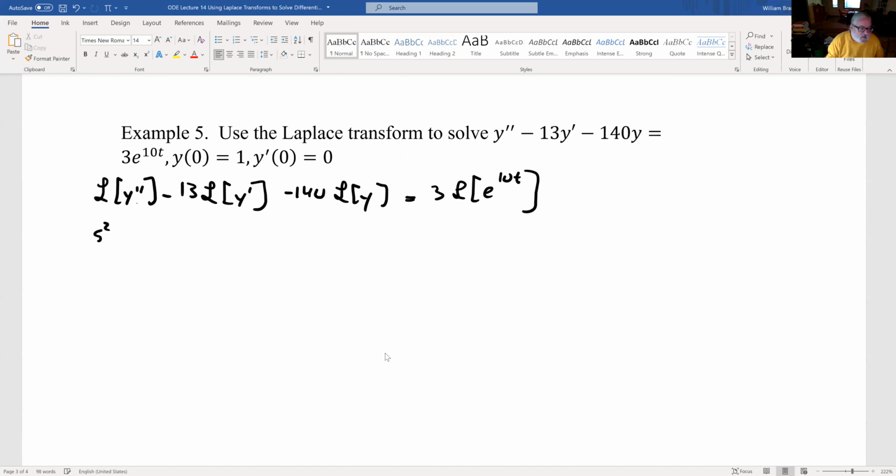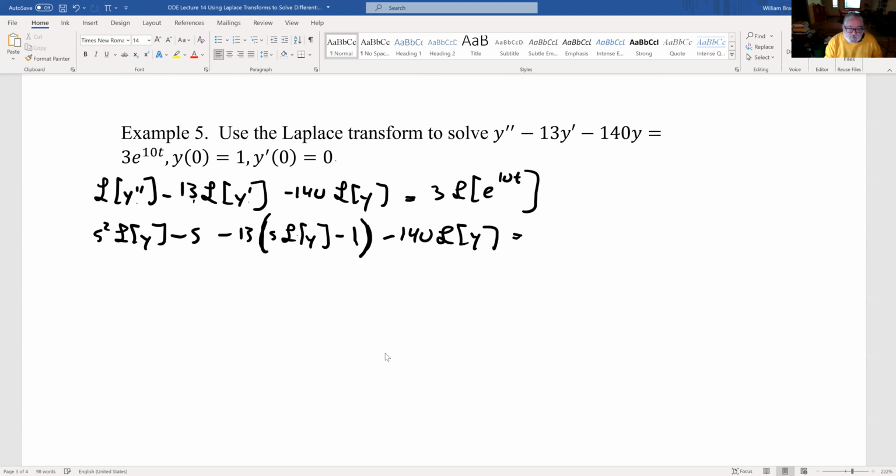Second derivative, S squared times the Laplace transform of y minus S times y of 0, minus y prime of 0, but that's 0, so we can ignore it, minus 13 times the Laplace transform of y prime, which is S times the Laplace transform of y minus y of 0, which is 1. Be careful with this particular term when you do it by hand, because the 13 is going to distribute to both of these two parts. The Laplace transform of y prime has got two parts. Minus 140 times the Laplace transform of y equals 3 over S minus 10.